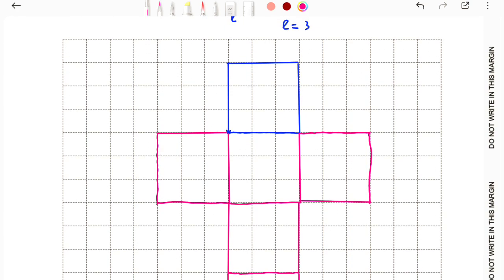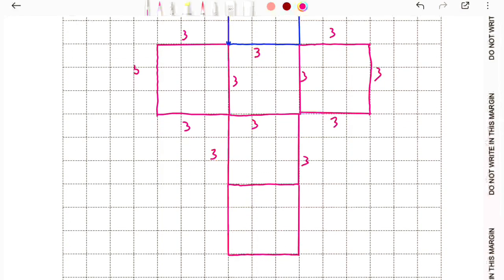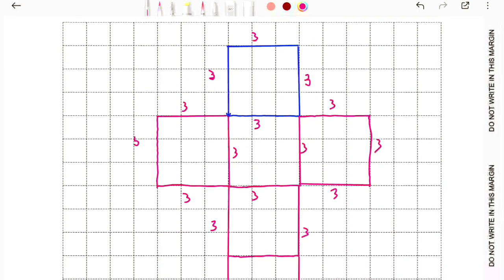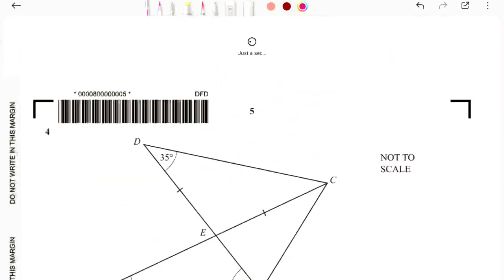So students, have you noticed one thing, that each side of a square is having a length of 3 centimeters or 3 units? Just observe. And usually a cube has 6 faces, and we have drawn 6 faces as well. Next question.